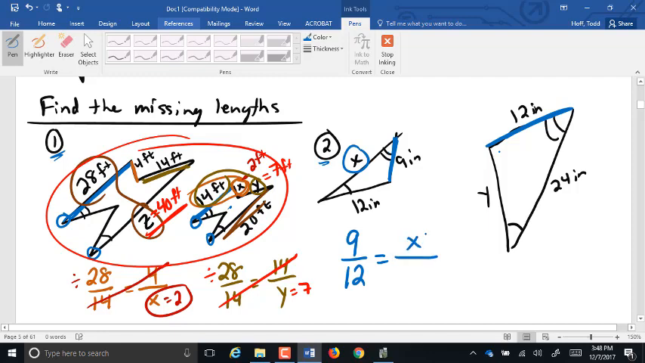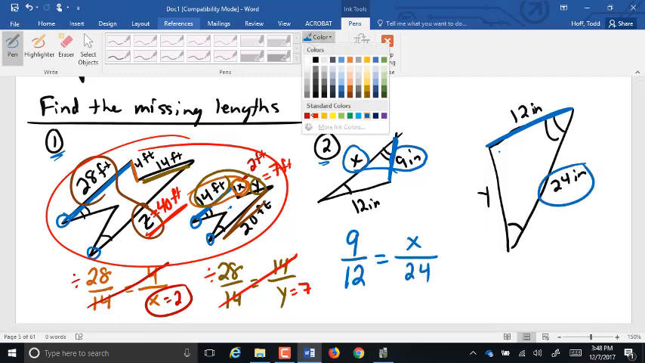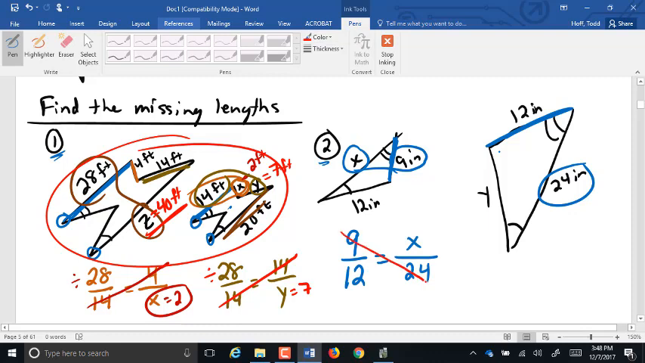Top, because it is from the same figure as the 9. What's its corresponding side from the other figure? The 24. So that'll go on bottom. Now we can cross multiply and divide. 9 times 24 divided by 12 will give us 18. X is 18, and this is inches now that we're working with here.